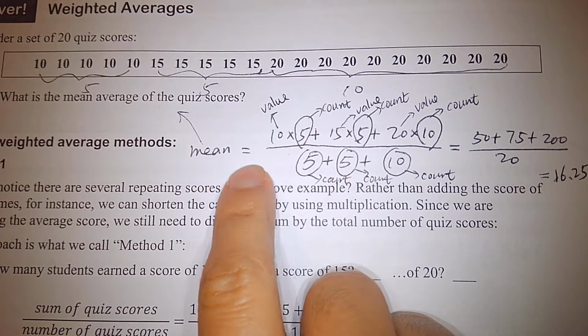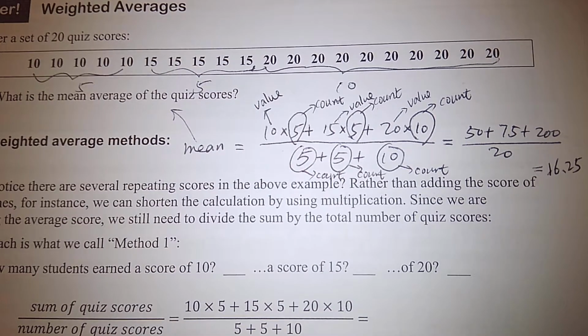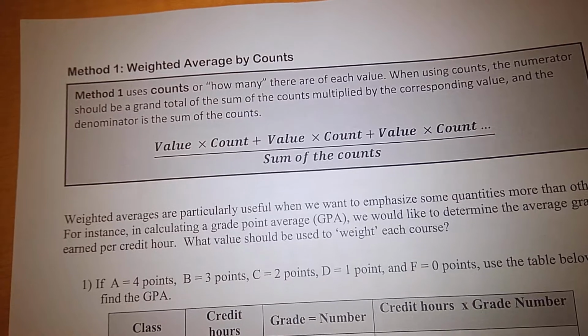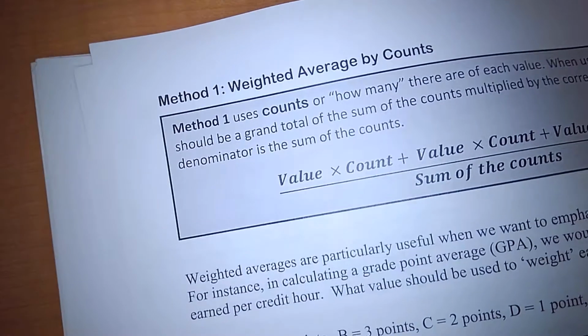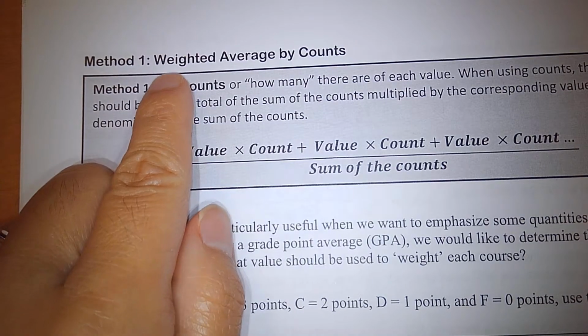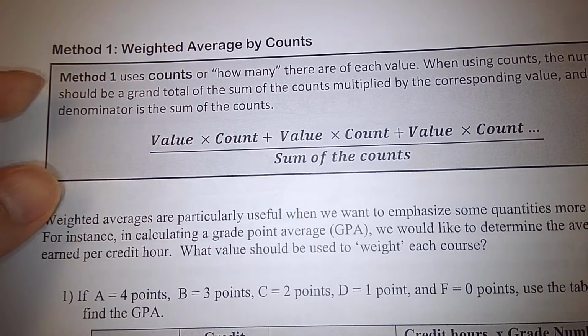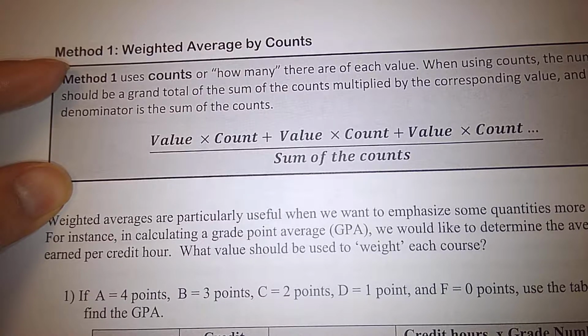So if we can use a formula to describe this method, how can we describe it? Guys, now let's turn to page 62. Method 1, to compute weighted average by counts. I'm going to ask a volunteer to read this gray box for us. So let me see. Armando? Yep.